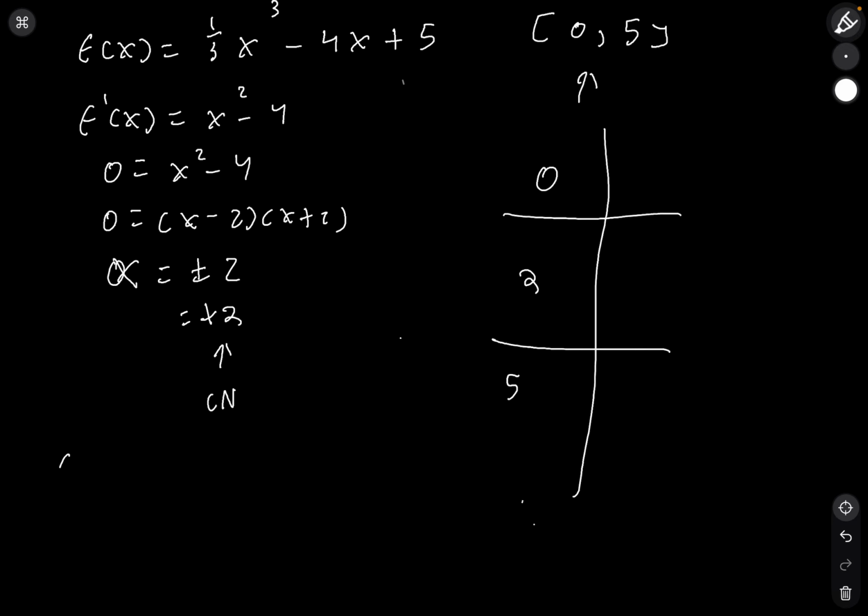So we do f of 0, which is equal to 5. F of 2, which is equal to 8/3 minus 8 plus 5. This simplifies to minus 3. 8/3 minus 9/3 is equal to minus 1/3.